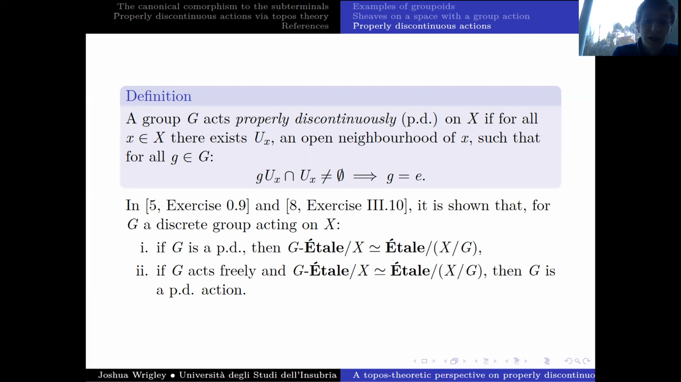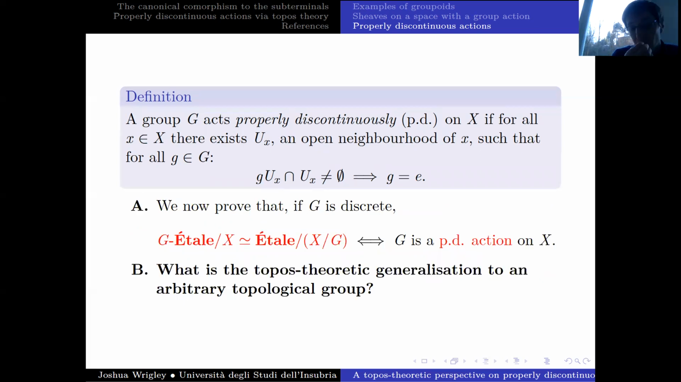To give an overview of what we're going to do in this presentation, we are going to remove the requirement that G must be free and show that if G is a discrete group acting on a space X, then G-equivariant sheaves over X is equivalent to sheaves on the quotient space if and only if G is a properly discontinuous action on X.